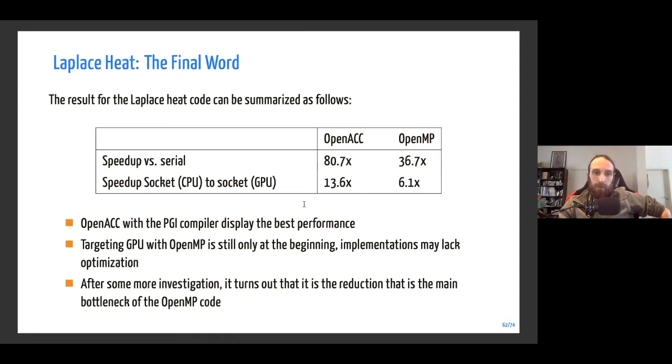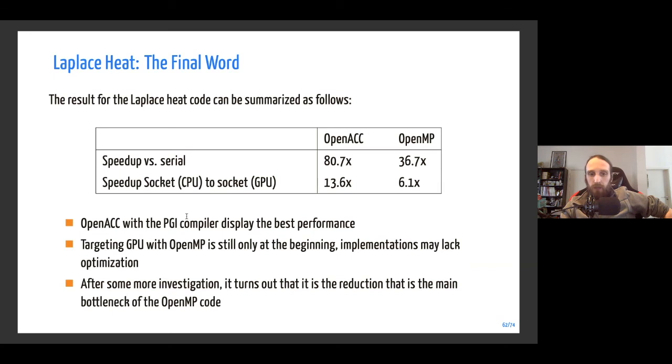Okay, so summary with OpenACC, speed up versus serial, we achieve something like 80.7 speed up. This is slightly lower, almost half of it, with OpenMP. But we can expect that the OpenMP compiler will be better at generating GPU code in the future. And if we do a socket-to-socket comparison, which is way better than just comparing with respect to the serial, then we get a 13.6 or a 6.1 speed up for OpenACC and OpenMP respectively.